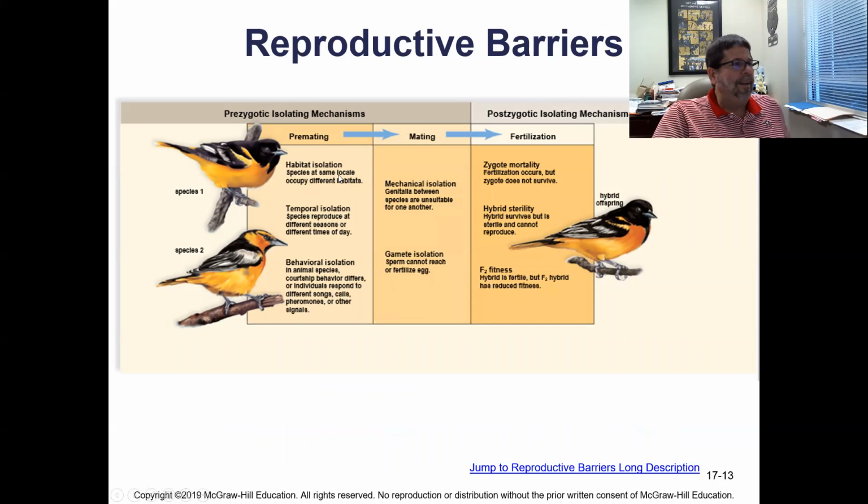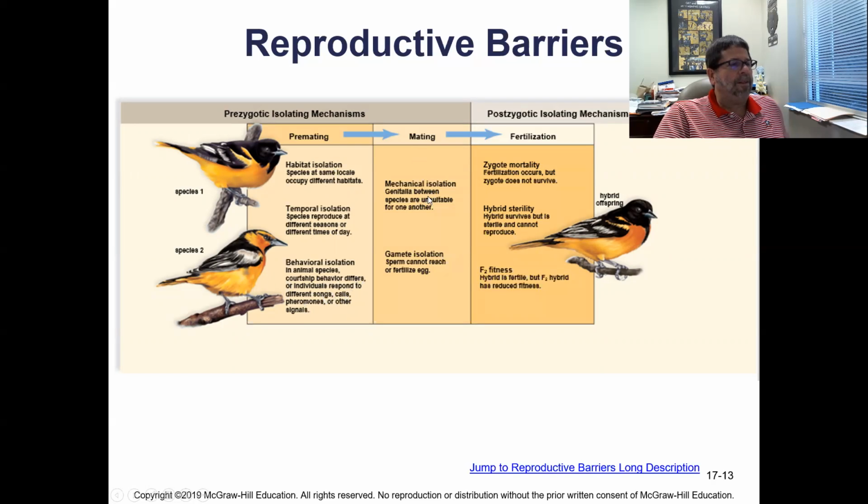We'll stay away from humans. But habitat: species at the same locale, but occupy different habitats. You eat in the top of the tree, and this one eats the seeds. Temporal isolation: species reproduce at different seasons or times of the day or year. Courtship behaviors are unbelievable in animals. Individuals respond to different songs, calls, pheromones, and other signals that trigger reproduction.